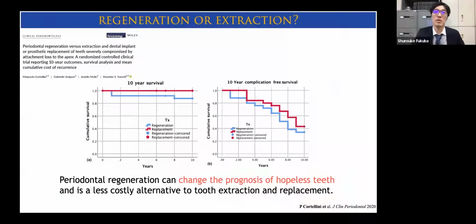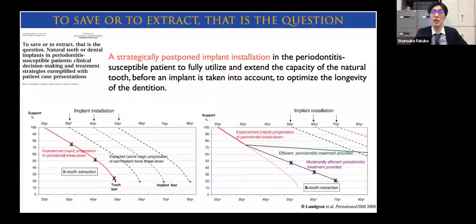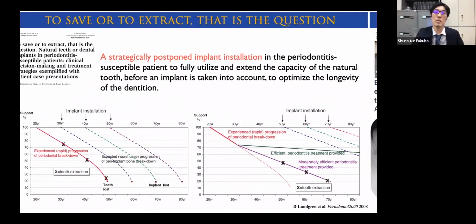From the recent paper, Dr. Cortellini reported the periodontal regeneration for the hopeless tooth severely compromised by the attachment loss to the apex, revealed amazing clinical outcomes in a long time period. Also, it was cost-effective compared to the dental implants or prosthetic replacement. The other paper looked at the timing of the implant placement for the periodontitis-susceptible patients. The authors concluded that the later, the better.